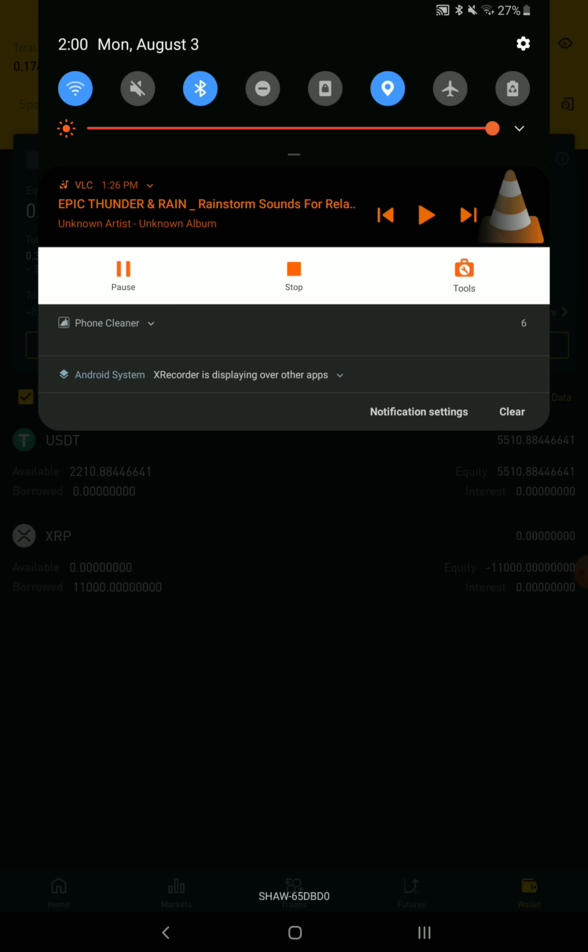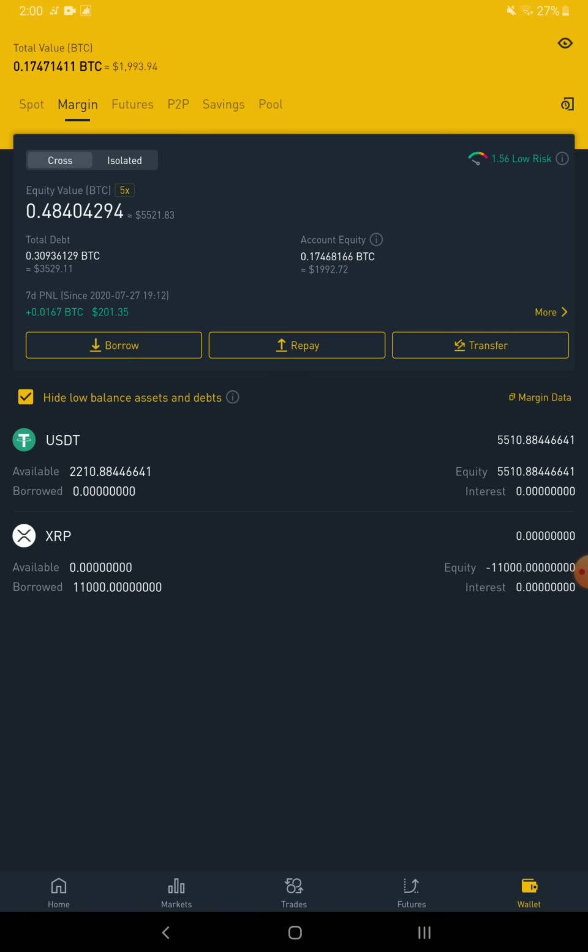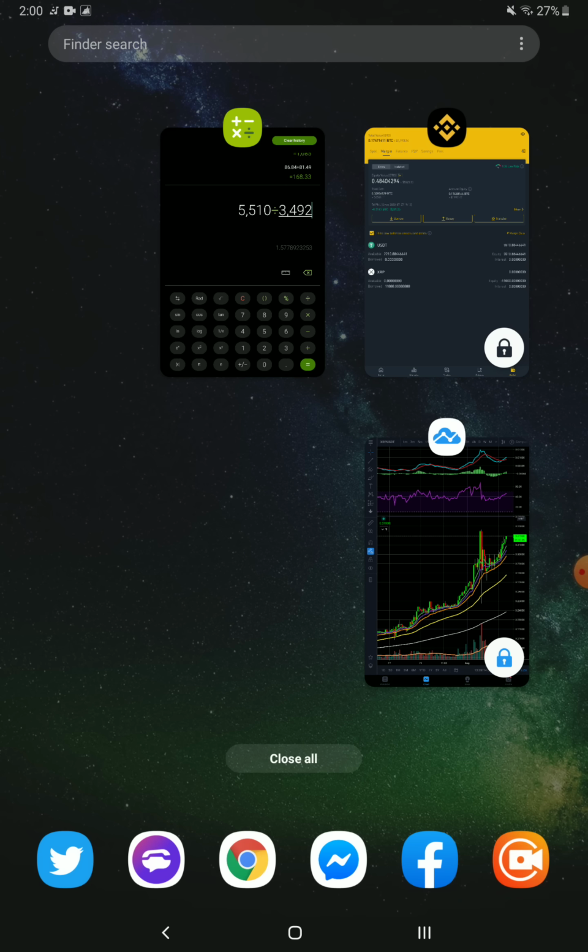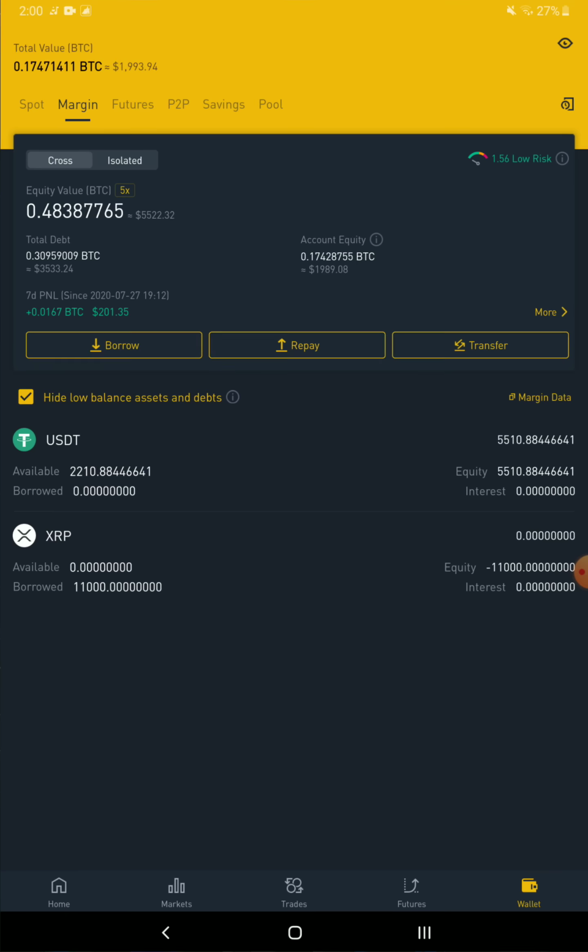Today we're going to be covering liquidation, what margin calling is, and especially how a flash crash works. We're going to talk about it mathematically, systematically and logically as well. So let's get into this. The only things I have open are my calculator, TradingView and Binance.